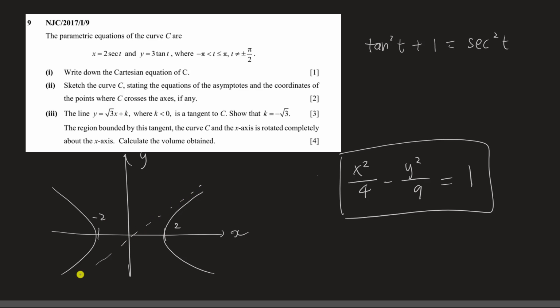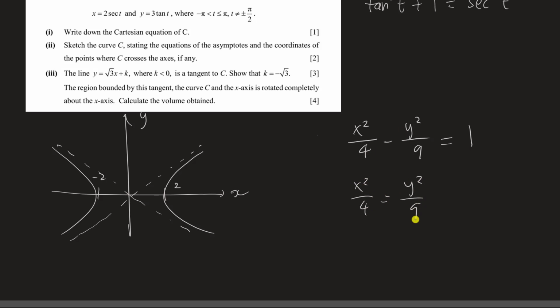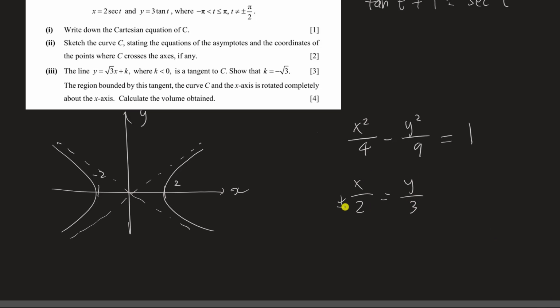What are the asymptotes? To do that, revisit the chapter of graphs. You just need to equate this to this. Square root both sides. Attach the plus minus on the x side. Make y the subject. You'll get 3 over 2 x plus minus. So this graph is positive 3 over 2x. This graph is negative 3 over 2x. The two asymptotes are done. And this will be graph C.